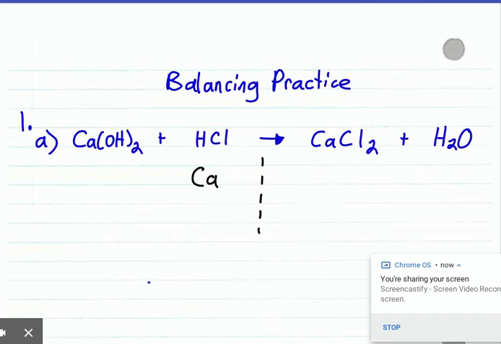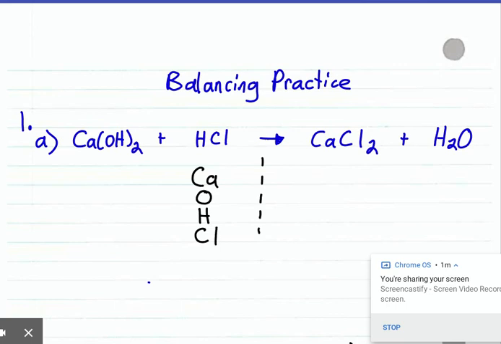So what I want you to notice in this one, even though you are starting with a polyatomic hydroxide in calcium hydroxide, is that it does not stay as hydroxide in the products. So you have to separate out your oxygen and your hydrogen atoms here. So you cannot balance it as a hydroxide. So we have calcium, we have oxygen, we have hydrogen, and we have chlorine.